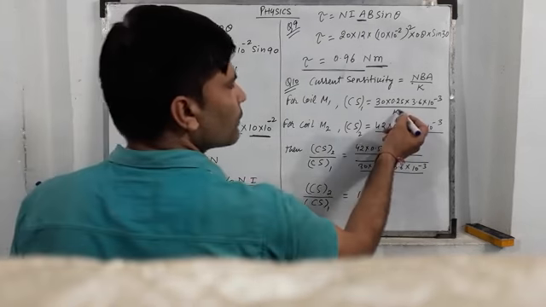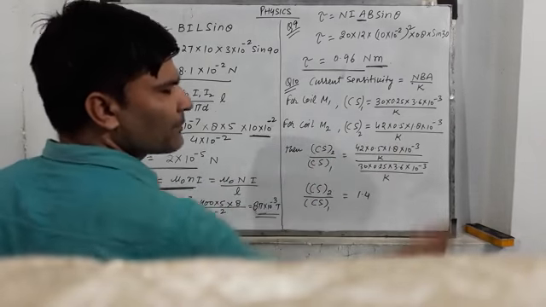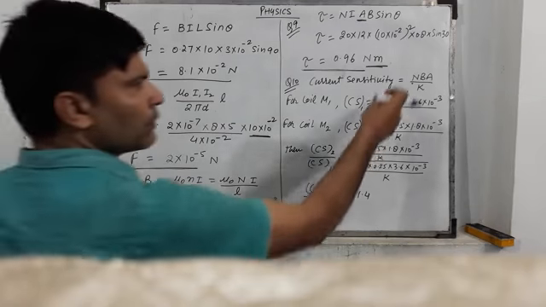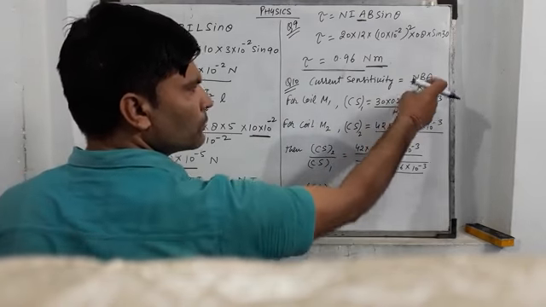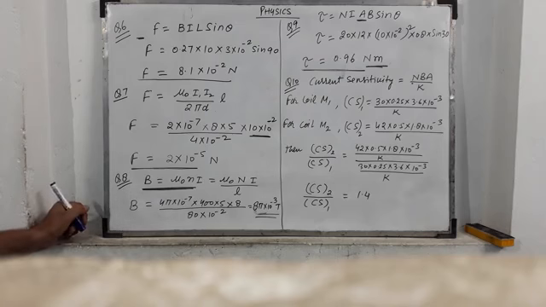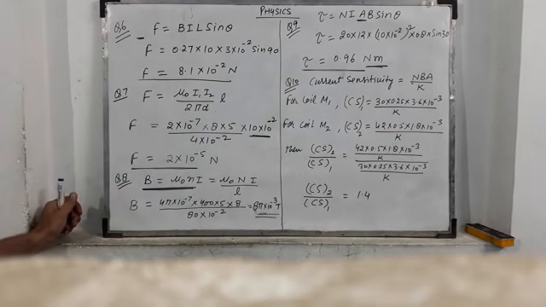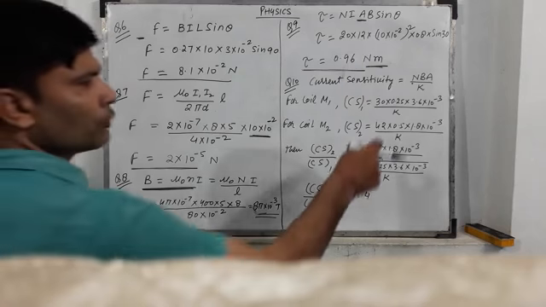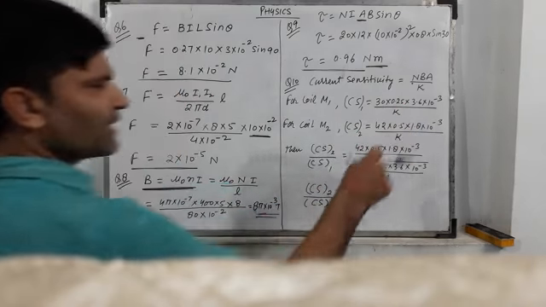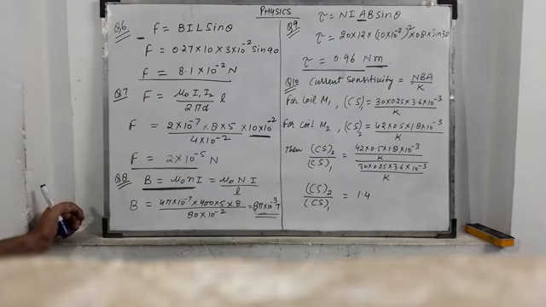Okay. K is not given to you. For coil M2 the parameters are N is 42, B is 0.5, A is 1.8 × 10^-3 meter square, and K is not given to you, but the question says that this constant is the same. Okay.